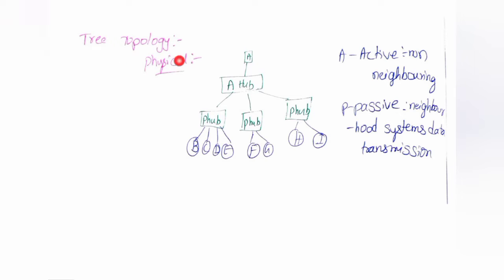So next one is the tree topology. In the tree topology, the physical behavior, that is how the nodes are connected to each other, is given here. There will be an active hub which will act as a central controller, with the remaining hubs, that is the passive hubs, connected to the active hub. All the devices are connected to the hubs in a tree manner. Active hub means it will establish communication between the non-neighboring nodes, whereas the passive hub means it will establish communication between the neighboring nodes.